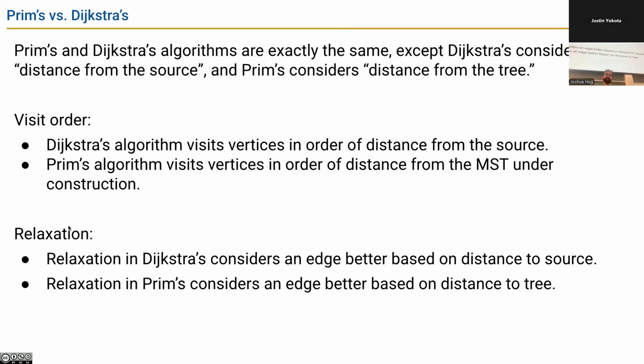When we relax in Dijkstra's, we're considering the total distance from the source that we know so far versus the total distance with the edge we're trying out. So we want to know, does this edge get me a better path from the source to this vertex? And in Prim's, does this edge give me a better way to the tree than the old version?